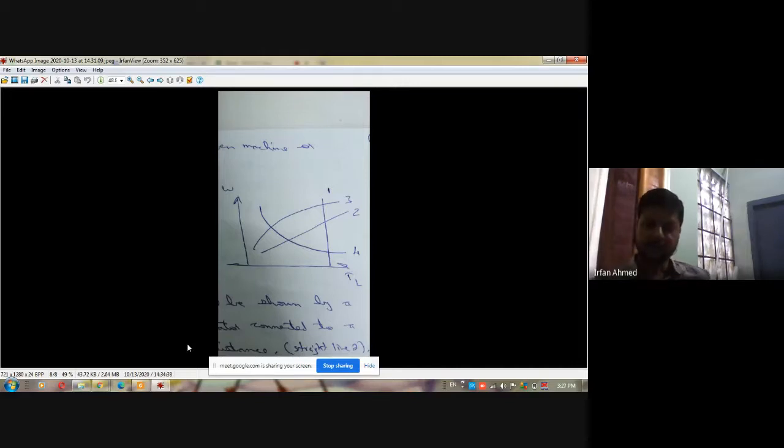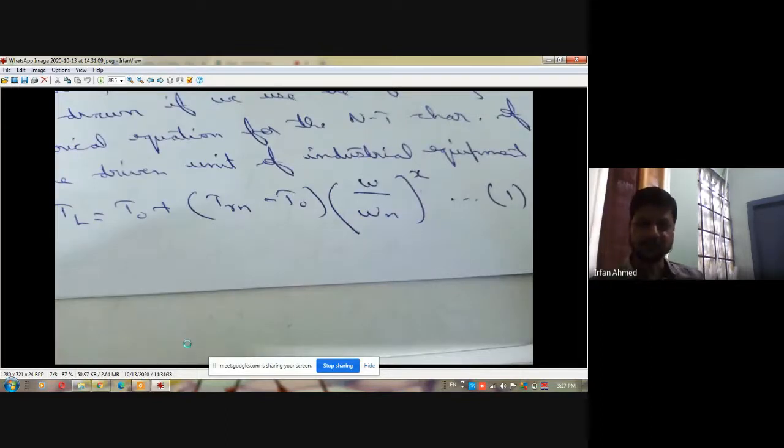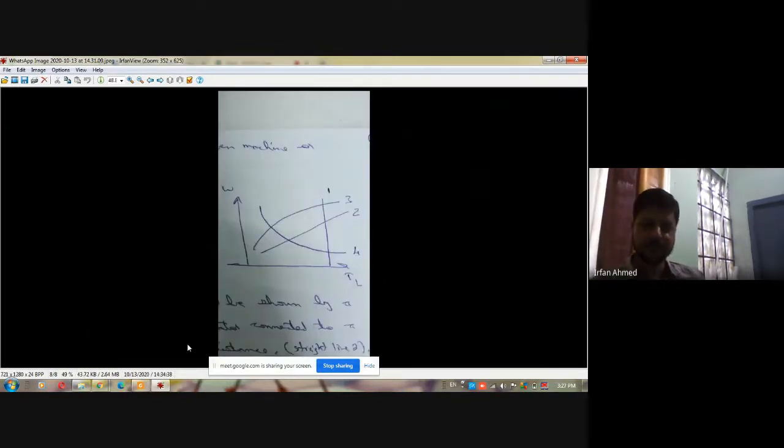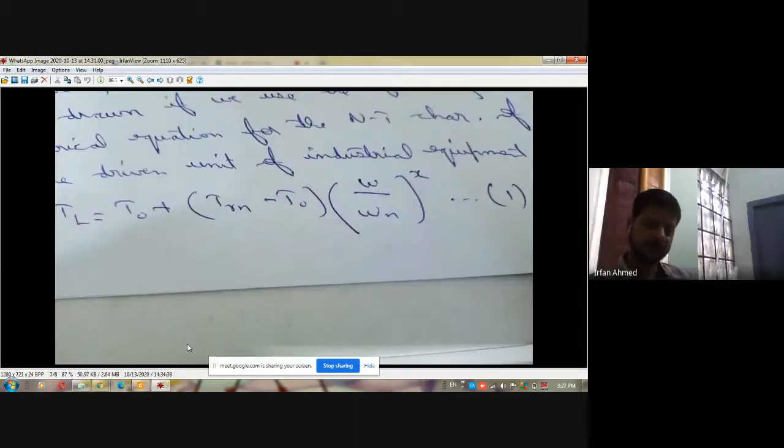Let us come now to the second characteristic. For the second characteristic, what will be the value of x here? This second characteristic that you are seeing is a linearly rising characteristic. What will be the value of x? Yes, the value of x will be equal to 1, so that the load torque becomes directly proportional to the speed.